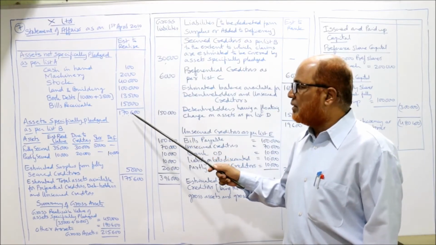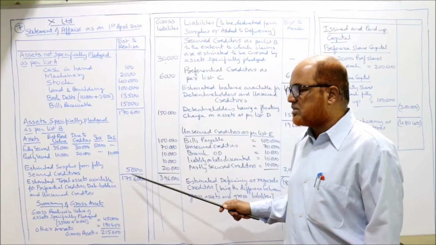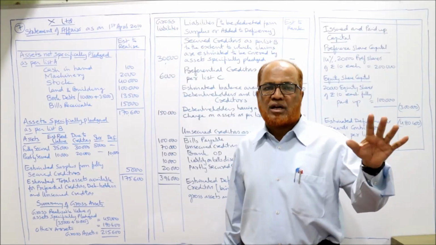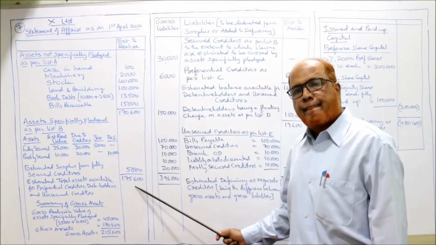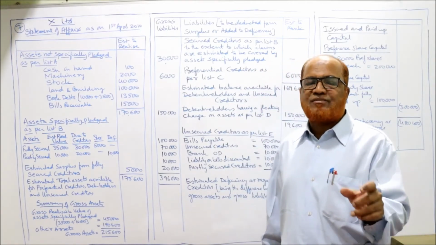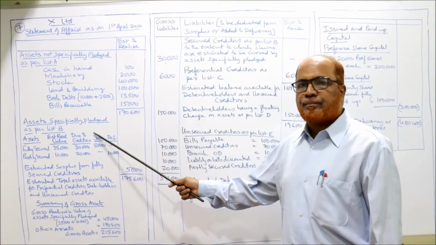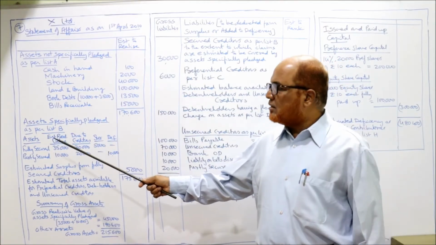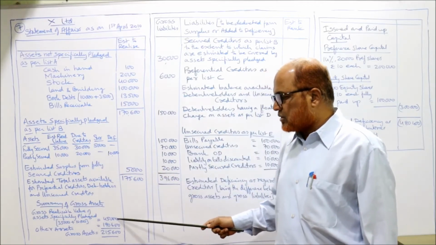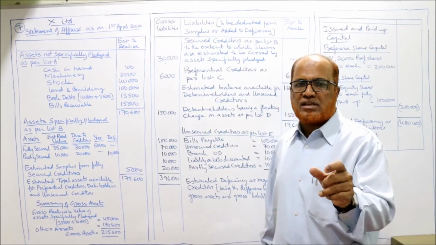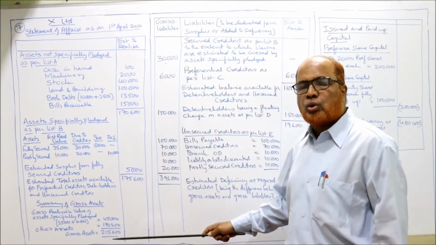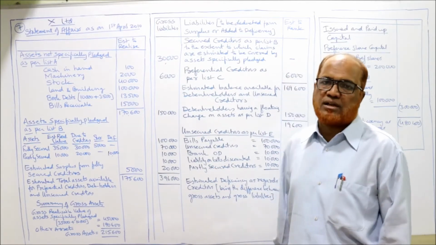Now the total assets available: 1,70,600 plus 5,000, 1,75,600. So total assets available for making the payment to preferential creditors, debenture holders and unsecured creditors is 1,75,600. Gross summary of assets, gross realizable value of assets specifically pledged as per list B. In list B we have given securities. What is the realizable value of security? 35,000 and 10,000. Total 45,000. So 45,000 rupees is the realizable value of assets specifically pledged. Other assets realizable value 1,70,600. So total gross assets 2,15,600.